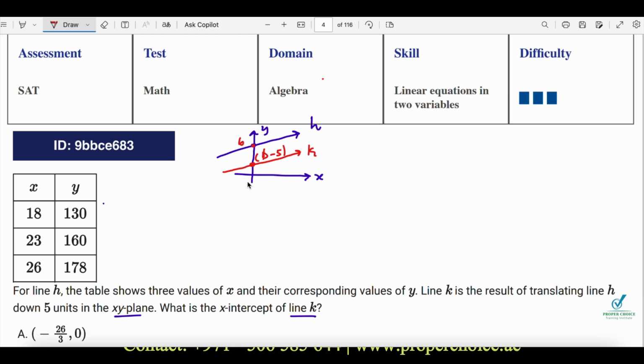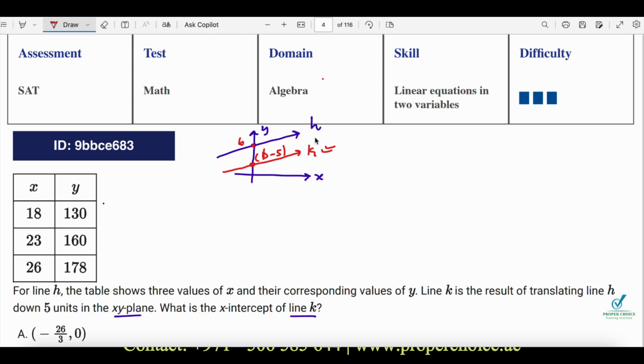Why I am saying so? Because the line translated 5 units down, so there will be a change in the y-intercept of that line, and the y-intercept has to be subtracted by 5. Finding the equation for the line K, substitute y as 0 in it and find the x-intercept.